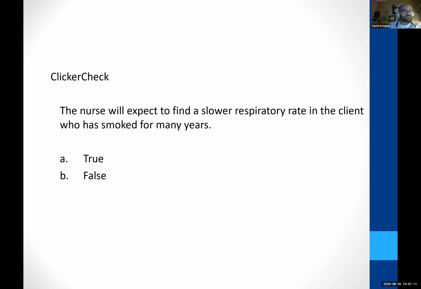We're doing good. Nurse will expect to find a slow respiratory rate in the client who has smoked for many years. True or false? Good, good, false, absolutely. We've got scar tissue, we've got damage to the lungs. We're not getting the oxygen that we need normally. So it's going to actually be an increased rate to get the oxygen we can in and out.